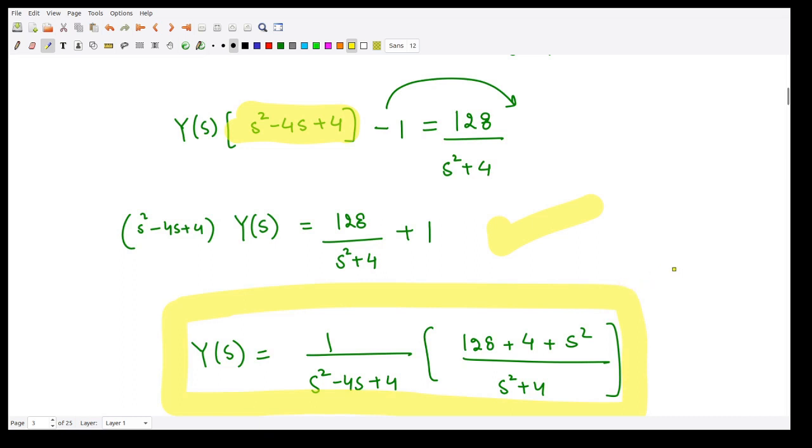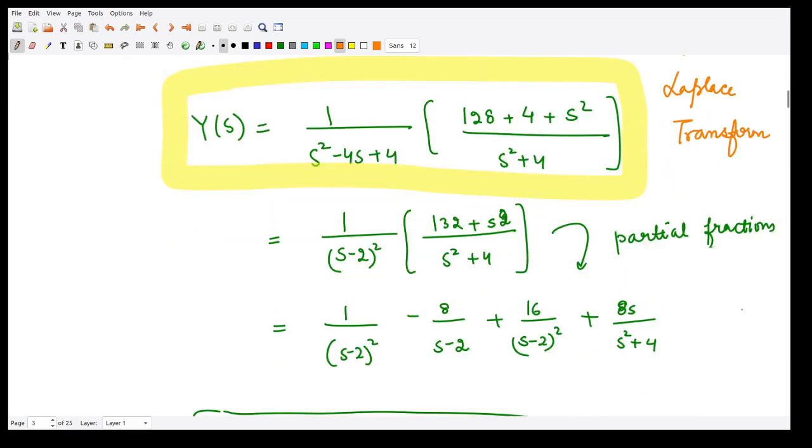The next simple step is to apply the inverse Laplace transform. Now in order to apply the inverse Laplace transform on this equation, firstly you have to solve this right hand side using partial fractions. How you apply partial fractions is the major question here.